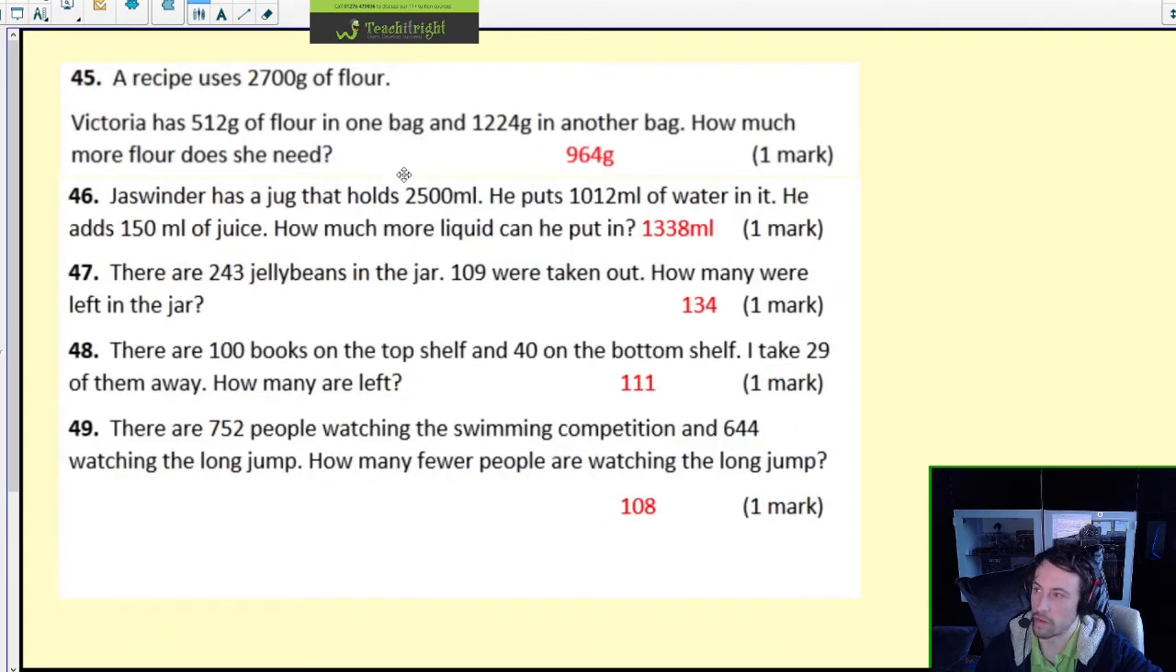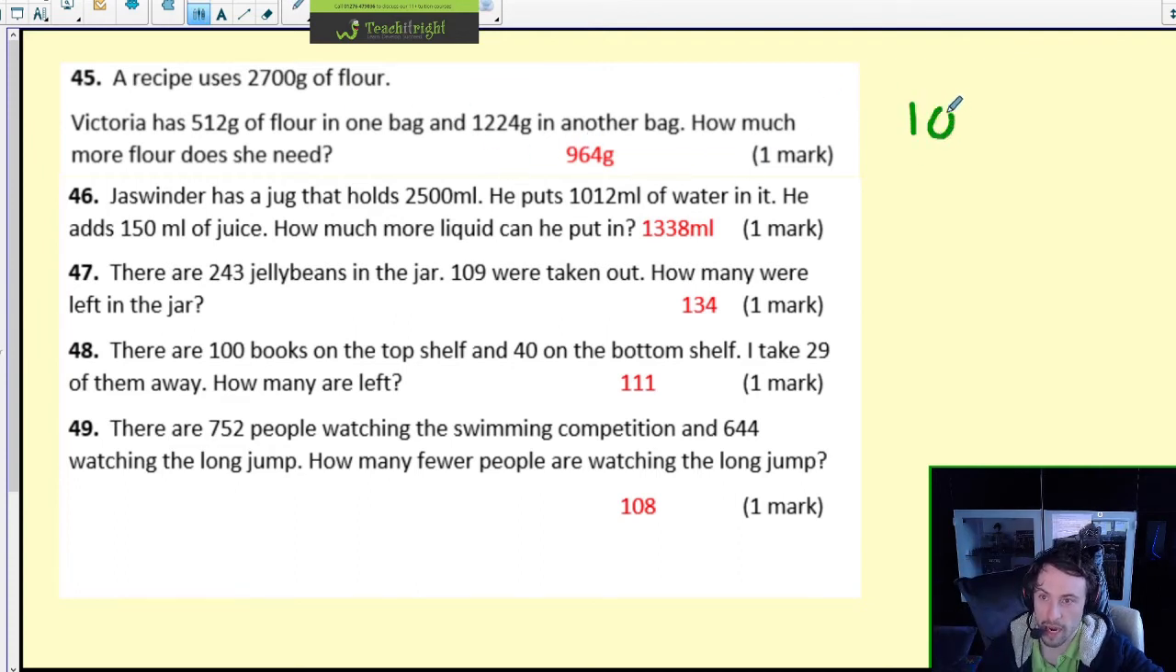Okay, so we saw the flour one. So we've got Jaswinder has a jug that holds 250 milliliters. He puts 1,012 milliliters of water. He adds 150 milliliters of juice. How much more liquid can you put in it? So again, similar question. I might as well show you the other way.